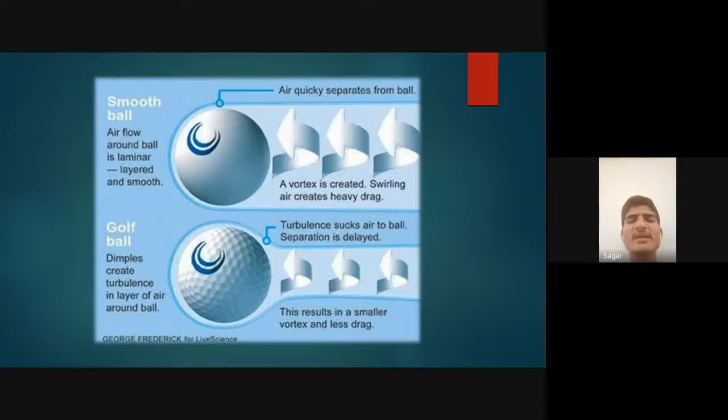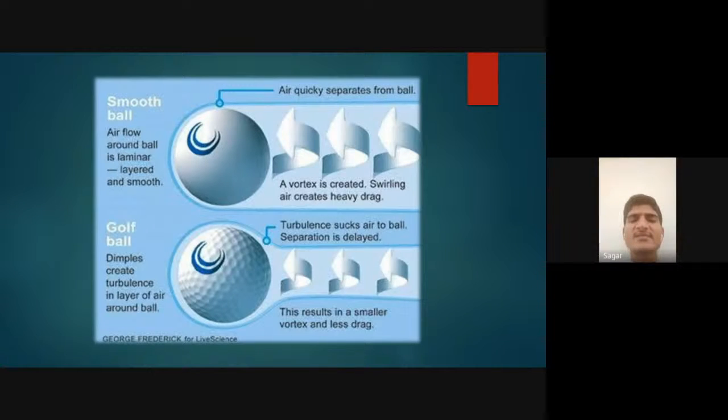We can assume that firstly it is laminar flow. Because of the dimples, which act like an obstacle in the laminar flow, the laminar flow transitions to turbulent flow. Turbulent flow has more energy, so it has a tendency to overcome the pressure difference, so it will cling to the ball surface for a longer time.